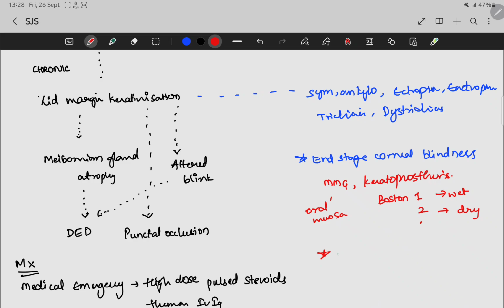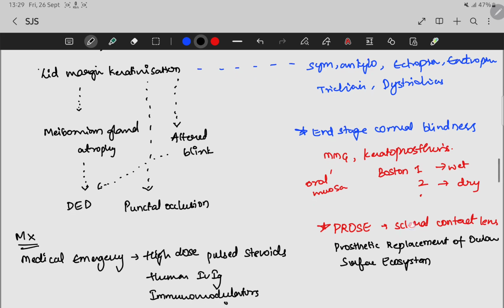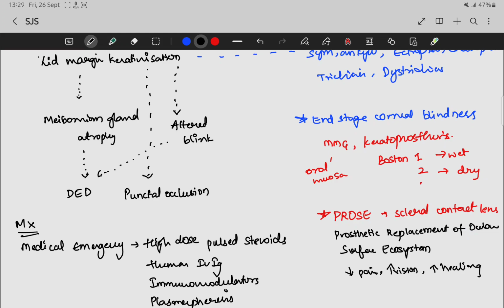Then we have one thing that is PROSE, that is the scleral contact lens. What is PROSE? It is prosthetic replacement of ocular surface ecosystem. In this there is less pain, improvement of vision in some cases, and it improves healing in case of corneal involvement, and it reduces the trauma caused by the keratinization of lid margins, right? So this contact lens can also be tried.